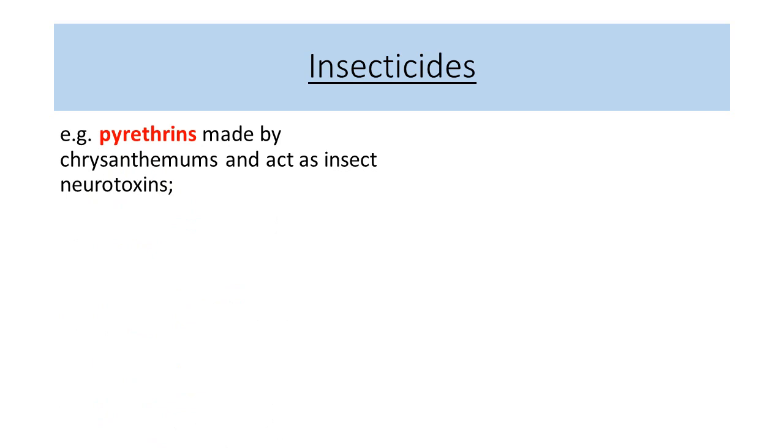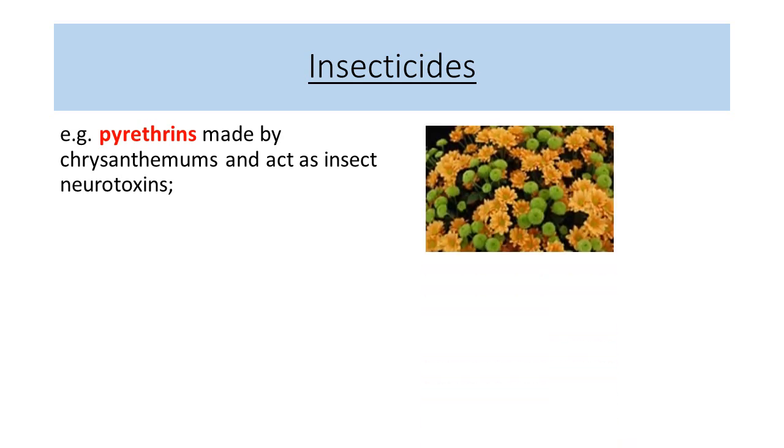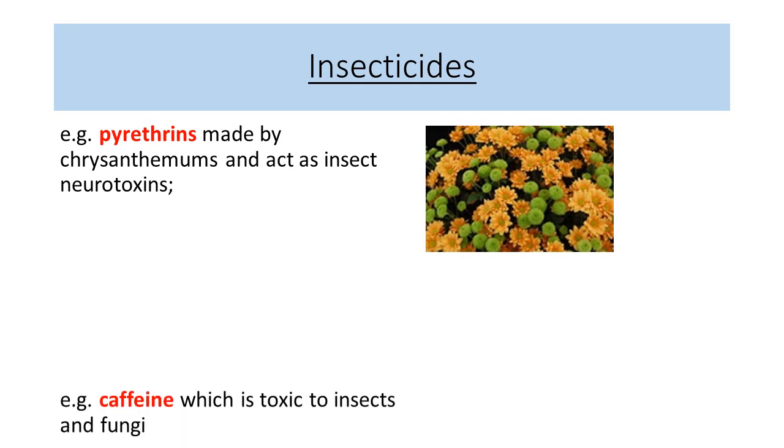Pyrethrin is a naturally occurring insecticide which acts as a neurotoxin, and it's particularly found in chrysanthemums, which we have a picture of here. And what's happened in the past is that we've actually harvested these pyrethrins, and now of course we tend to make them chemically, so we don't necessarily get them out of plants, but they have been proven to be very effective.